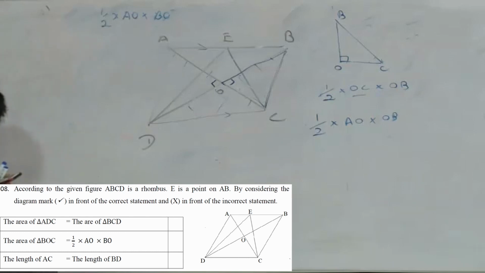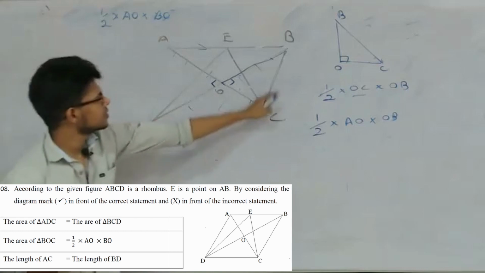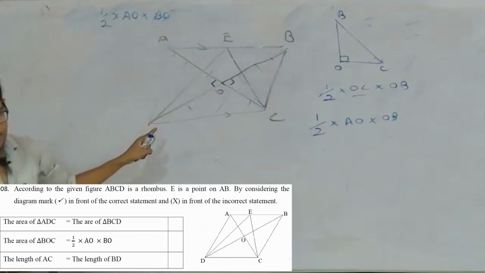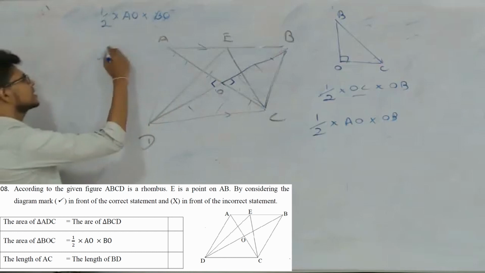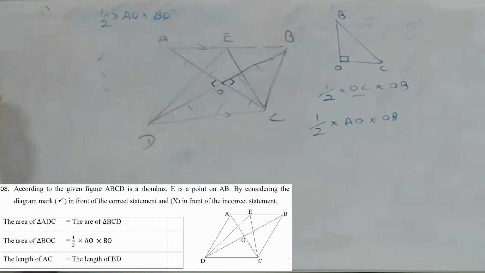Last one. The length of AC is equal to length of BD. Is that correct? Yeah, it's a rhombus, right? Diagonals are equal in length. So all the three are correct.